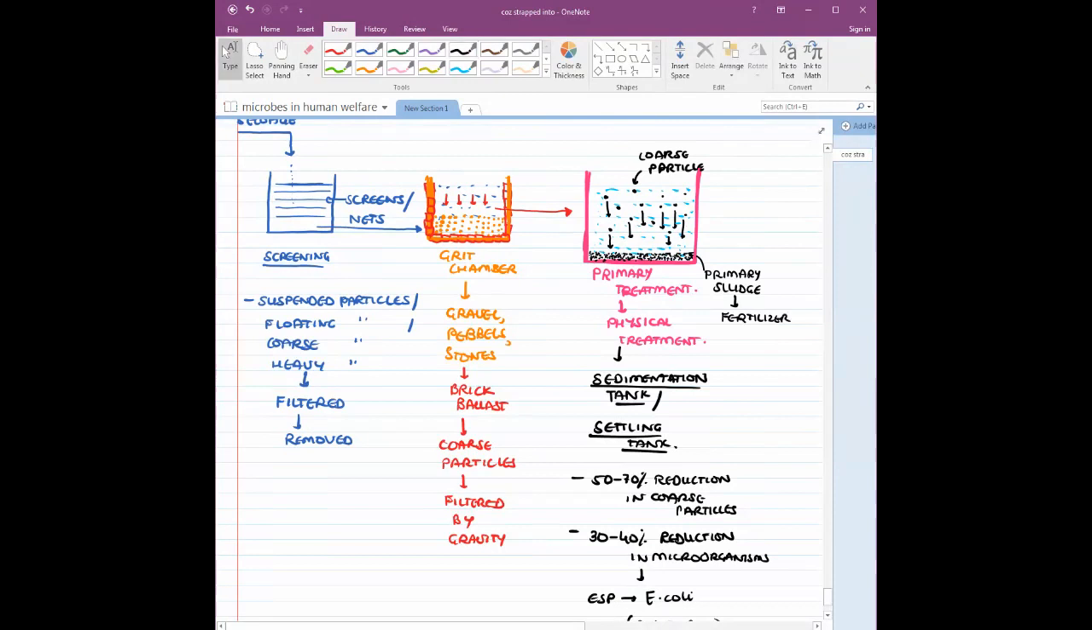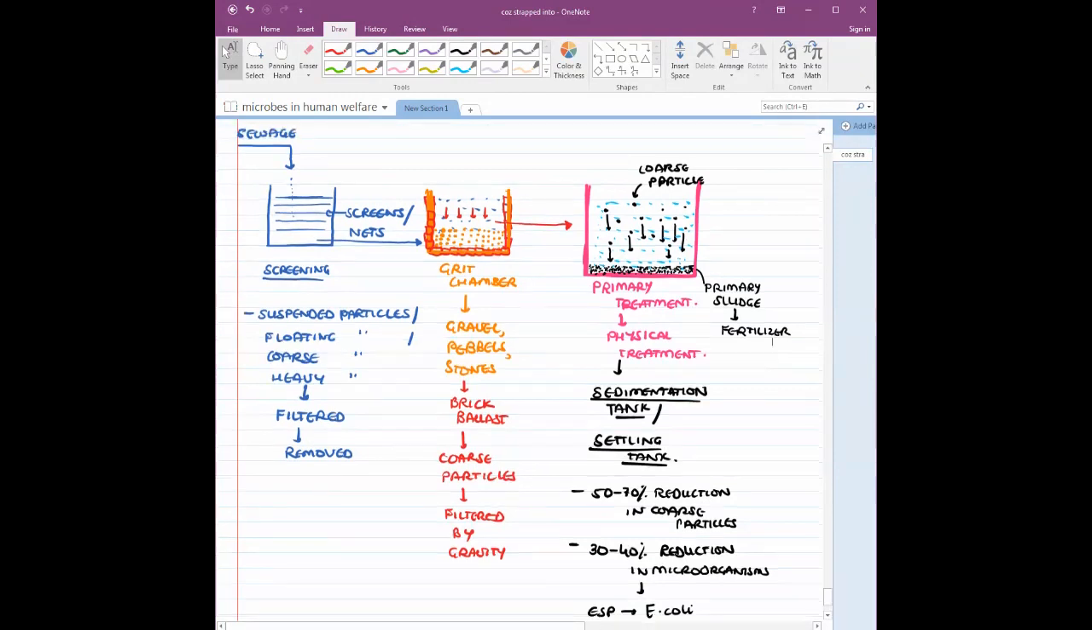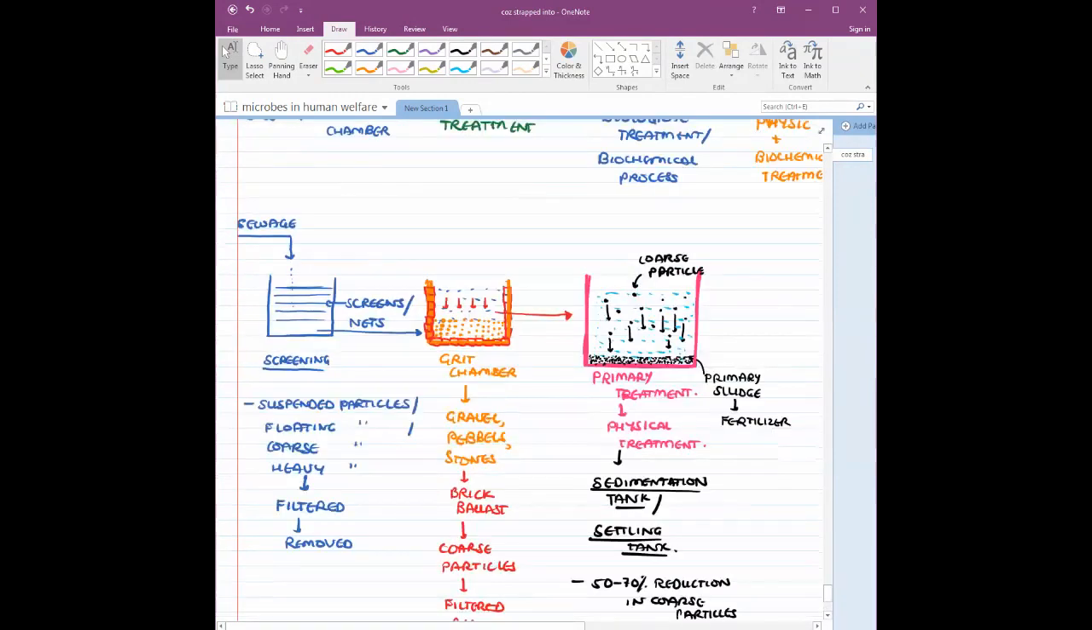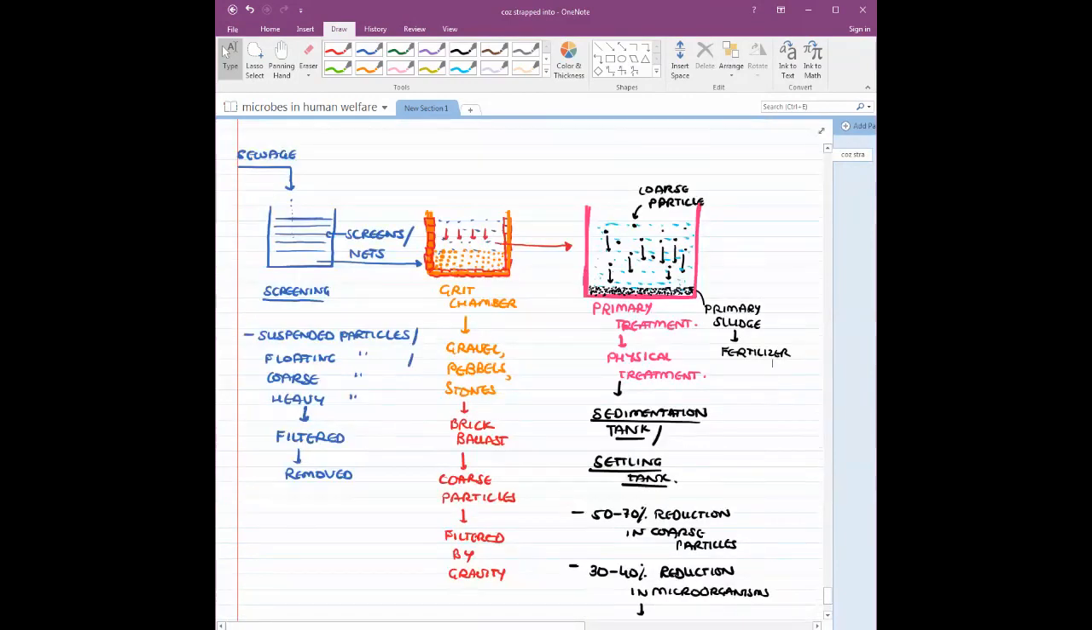So that's it. That is what is going to happen in your primary treatment. Okay, everybody all right with this thing? Guys, understood until this point? Quickly, just say yes or no.